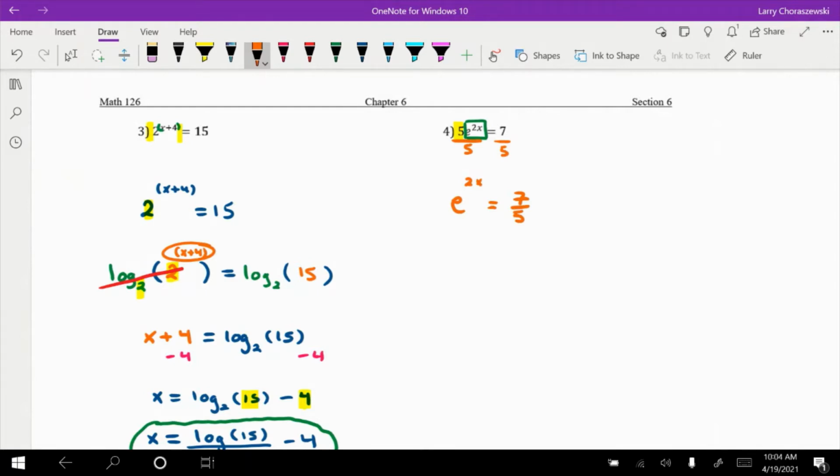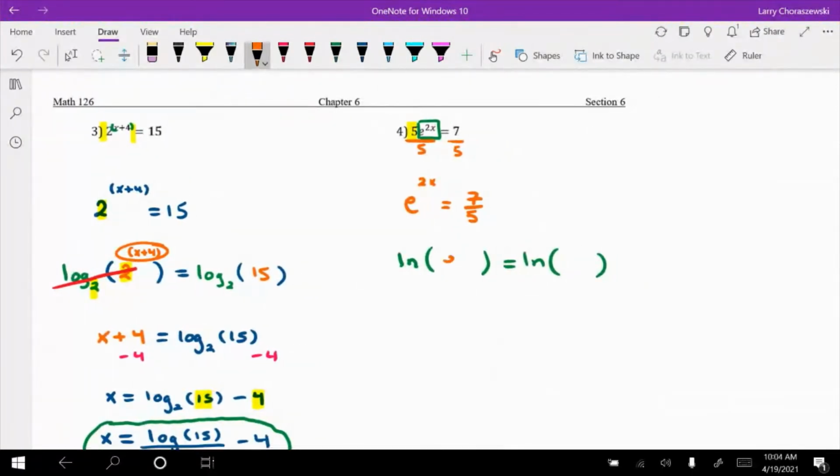So with e to the 2x equals 7/5, I recommend putting each side inside of a natural log. And on the left, the natural log will cancel out the e, and 2x is going to be left over. And that goes back down on the ground. And on the right, let's leave this as the natural log of 7/5.